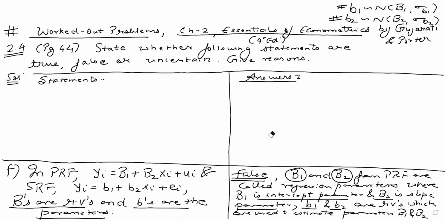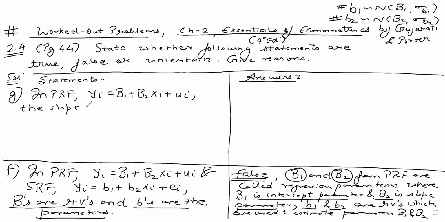Okay, so statement G is as follows. In the population regression function, which is yi equals b1 plus b2 xi plus ui, the slope coefficient b2 measures the slope of y per unit change in x.